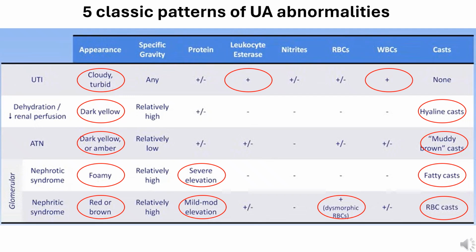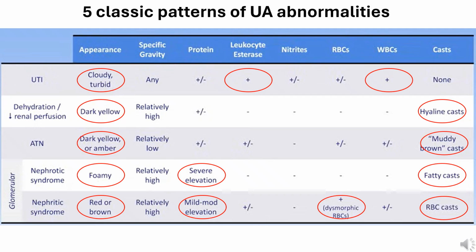With acute tubular necrosis, the color may be dark yellow or amber. The specific gravity is relatively low since the dysfunctional tubules lack their normal concentrating ability. Protein, leukocyte esterase, RBCs and WBCs all may or may not be present, and ATN is classically associated with so-called muddy brown casts.